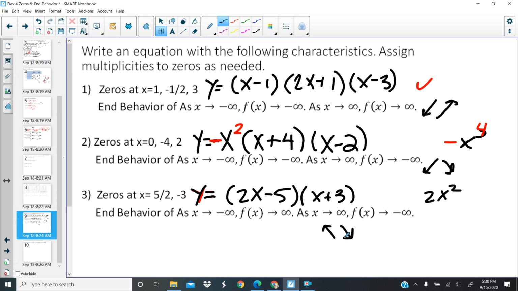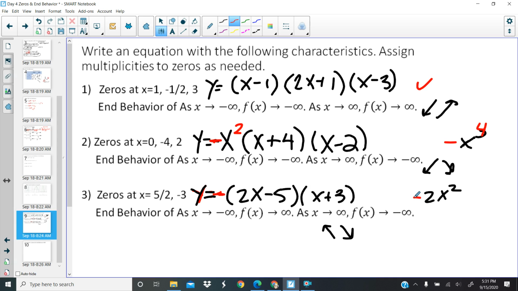So to get that leading coefficient to be negative, you can just throw a negative out in the very front. You don't have to put it with one of the factors if you don't want to. You can literally just put it in the very beginning. And so then now your leading coefficient will be negative. But we also need it to be odd.